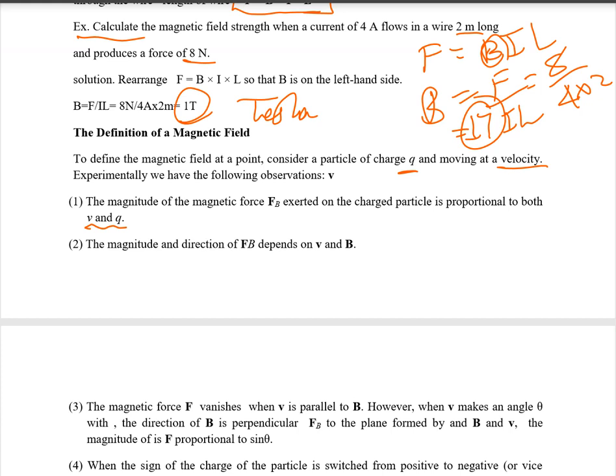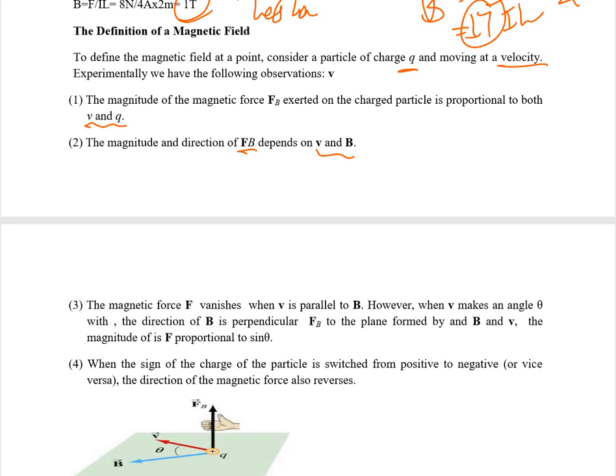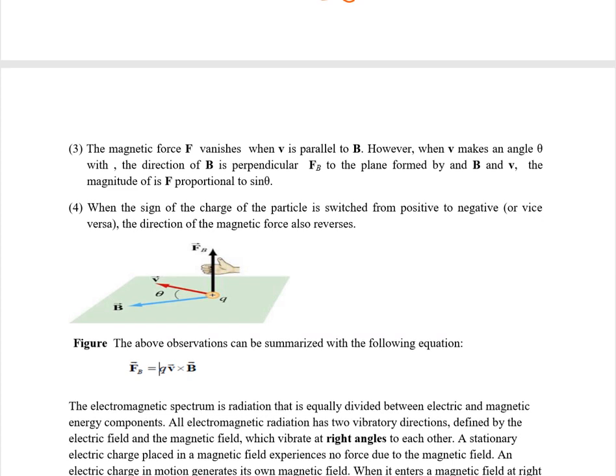The magnitude and the direction of the force depend on what? Both the velocity and the magnetic field strength. And the third point is the force vanishes when V is parallel to what? B. And the force becomes maximum when B is perpendicular to V. When the sign of the charge of the particle is switched from positive to negative or vice versa, the direction of the magnetic force also what? Reverses. These are the basic rules.